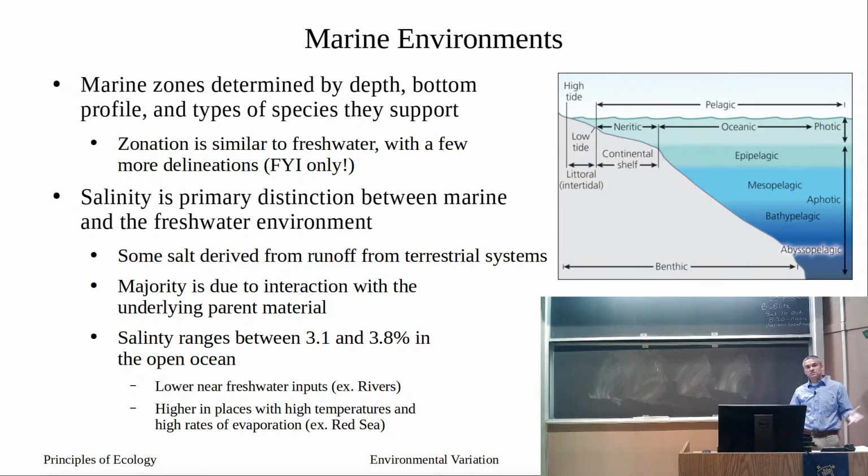So the rocks and the soils in the ocean itself, what underlies that ocean, that's where the majority of the salt in the marine system comes from. All right, how much salt are we dealing with? It ranges between 3.1 and 3.8% salt.